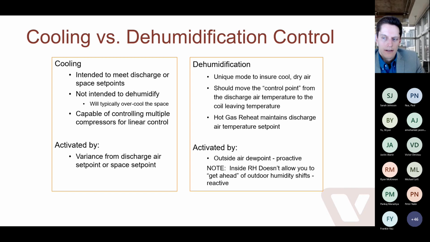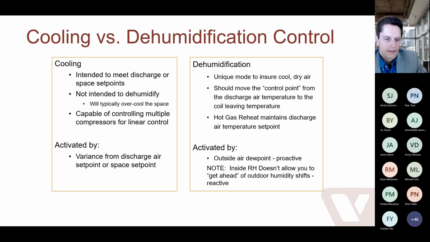Dehumidification is a little more complex, where you have to look at both the dry bulb temperature and the dew point. So you're using hot gas reheat in that case, and this can be triggered by a variety of factors. Typically, you're looking at outside air dew point if you want to be proactive. You could also look at your inside conditions as well, or a combination of both.